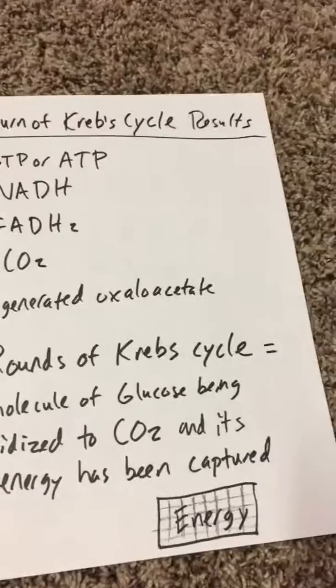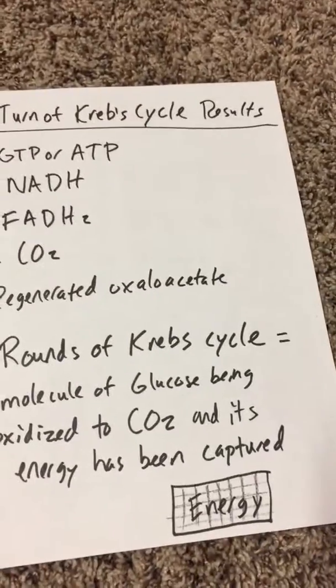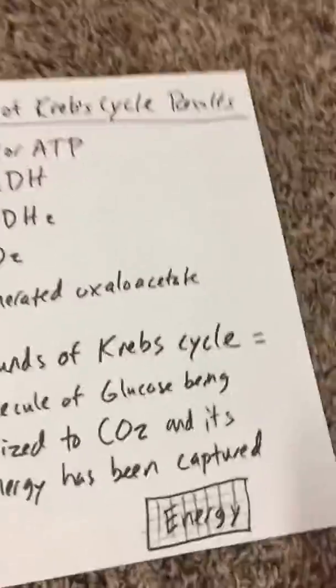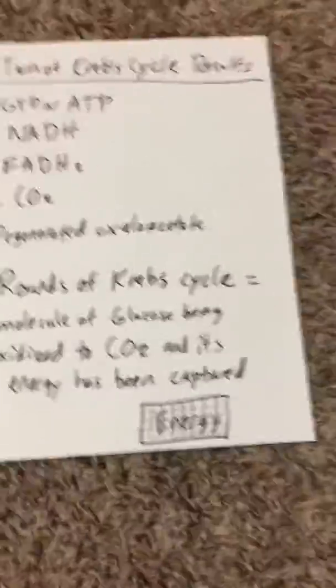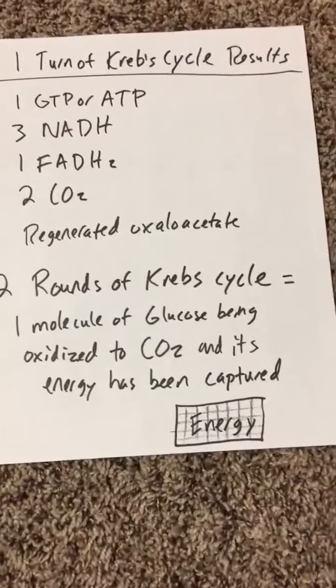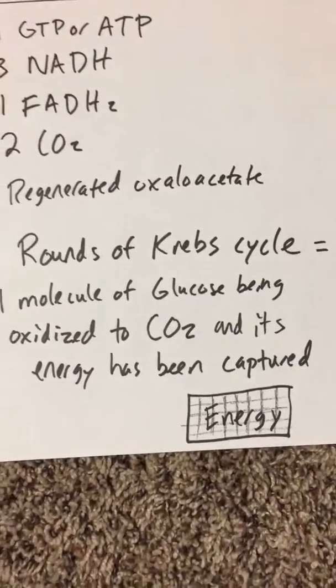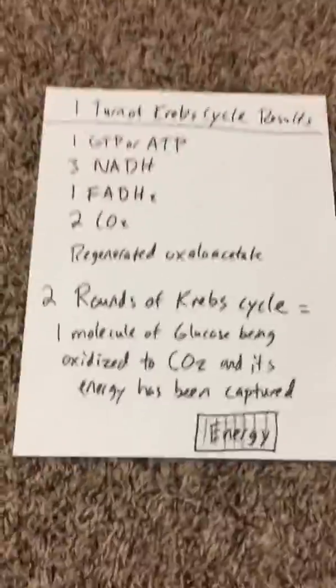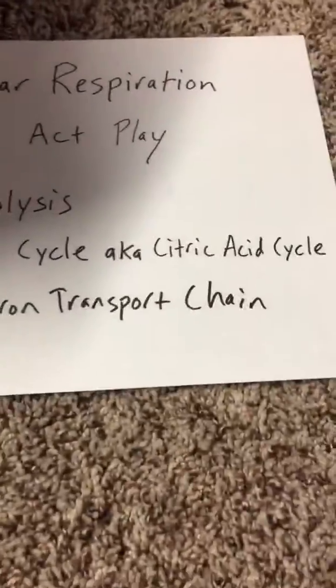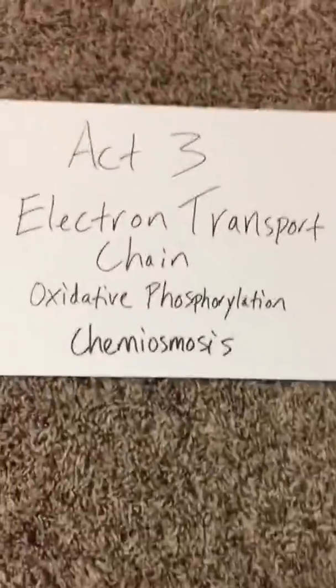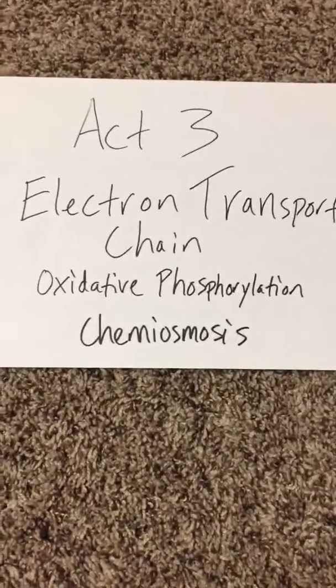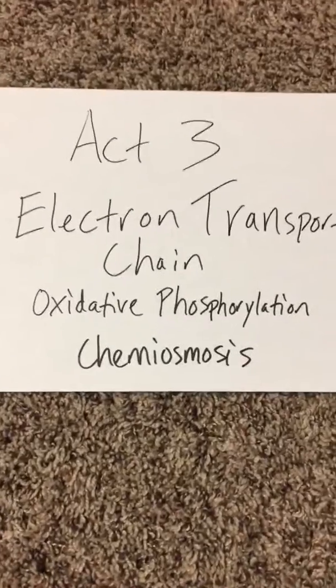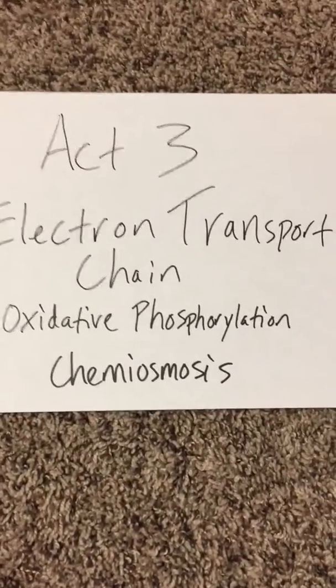Now that we have NADH and FADH2, we can move on to the high ATP yielding process of the electron transport chain. You may have noticed that we haven't produced a lot of ATP as of yet, but we will. We're getting there. It's coming. Like I said, a 3-act play. It's time for Act 3. We need the electron transport chain. Act 3, the electron transport chain. And some other processes that are involved in this are oxidative phosphorylation and chemiosmosis.